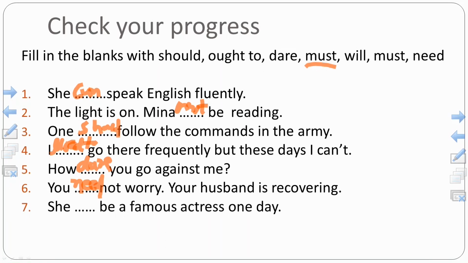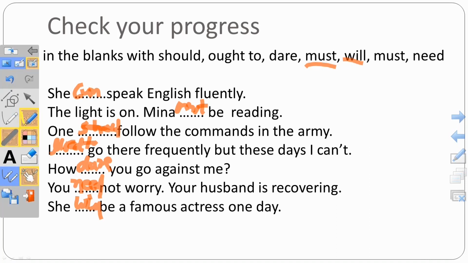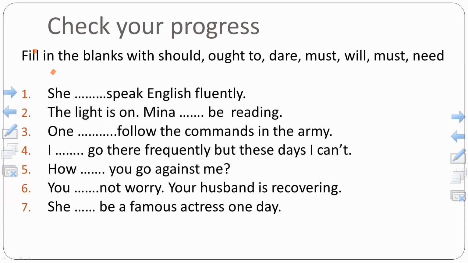Now, she will be a famous actress one day. The seventh one, she will. It shows futurity. So must, here it shows, let's look at another thing. Here, one must follow the commands in the army. In our army there are very strict rules, which means it is compulsory. Then it is must.